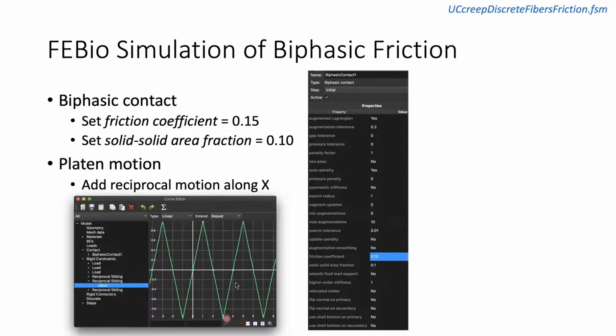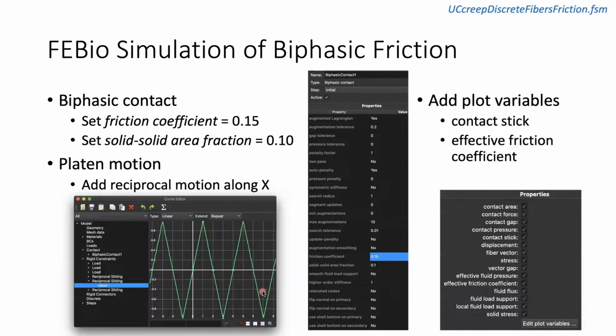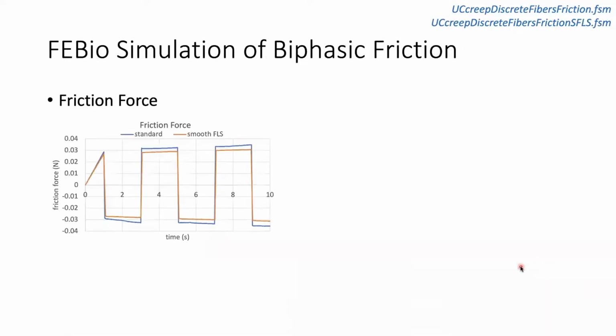So this is what I did. This is how I prescribed the platen motion. And I should have added more plot variables. I forgot to do that. But contact stick, if you have slip stick, which will not occur significantly for the first 2.5 cycles, but as time progresses and the fluid pressure drops, we will have that. So anyway, let's look at the results.